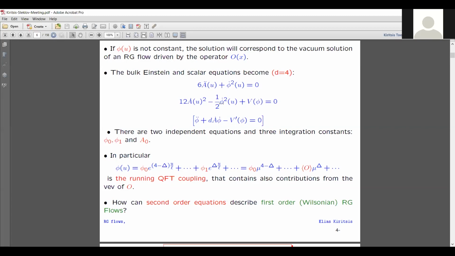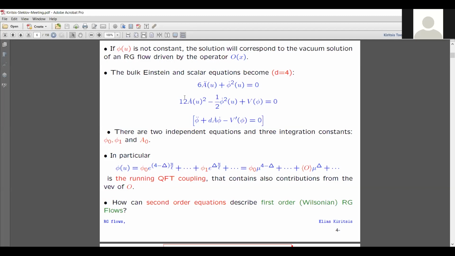I've written them here, and essentially, out of the three equations, two of them are independent. There is one second-order equation, either this one or this one, and there is a first-order equation, and they have three integration constants. You can take them to be two integration constants for the dilaton equation and one integration constant for the Hubble equation.